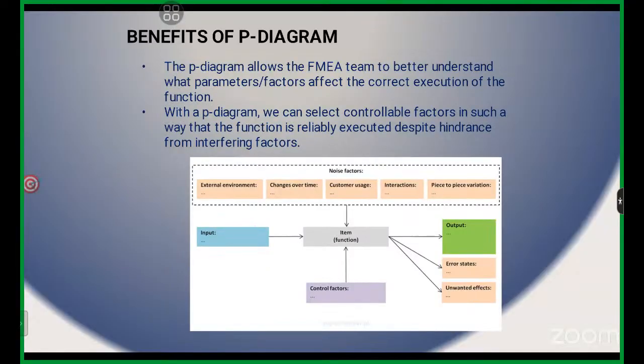The benefits of a P diagram. P diagram allows the FMEA team to better understand what parameters or factors affect the correct execution of a function. With a P diagram, we can select controllable factors such that the function is reliably executed despite hindrances from interfering factors. Yeah, there can be interfering factors like the environment.